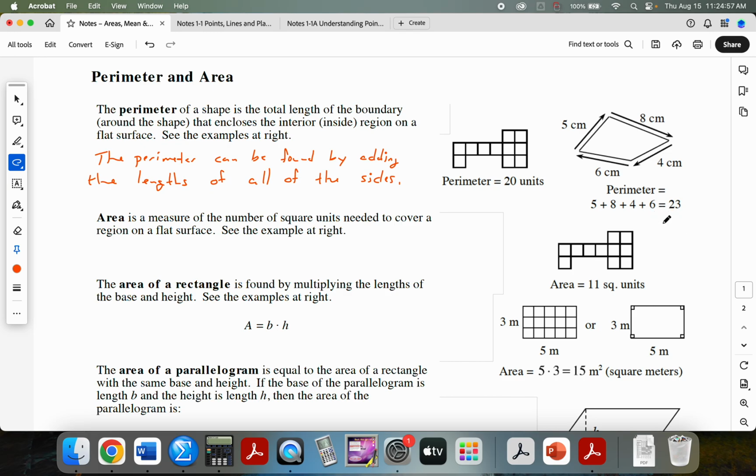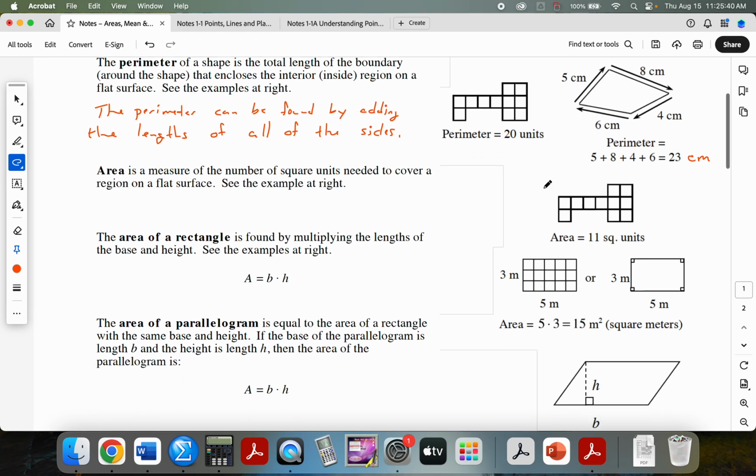Here, what's missing from this? Yeah, the units. Notice the problem gave us units, but my answer doesn't have units. To be fully correct, we need to have the units on this. So this is 23 centimeters. When they don't give you any units, typically we'll write units, although if you leave that off, I'm not going to make a big deal of it because they didn't tell you what kind of units. So if you just say the perimeter is 20, I'll be okay with that.